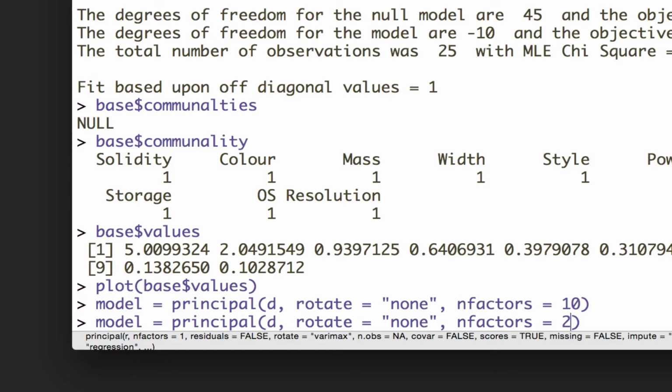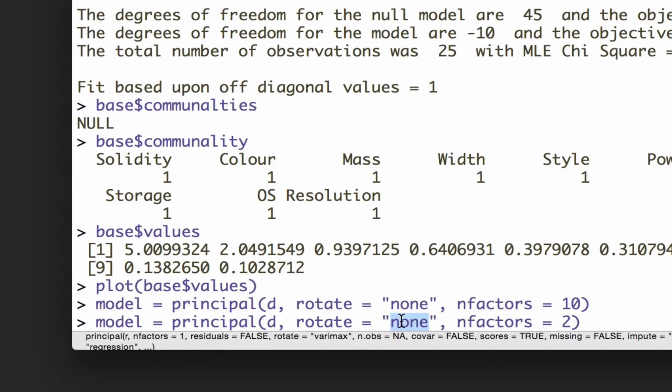Because if all the variables loaded onto both factors the same, and the loading is about the correlation between the variable and the factor, if the loadings were the same, then we wouldn't be in any better position than we were before we did the analysis, because it would be really difficult to interpret.